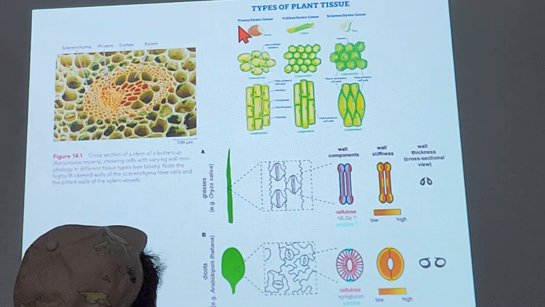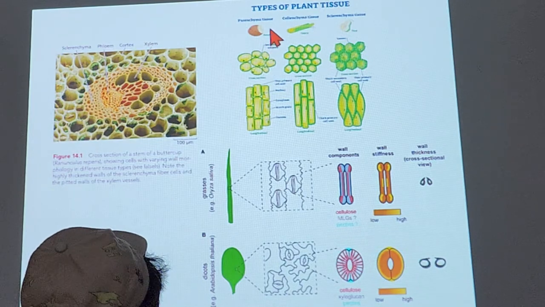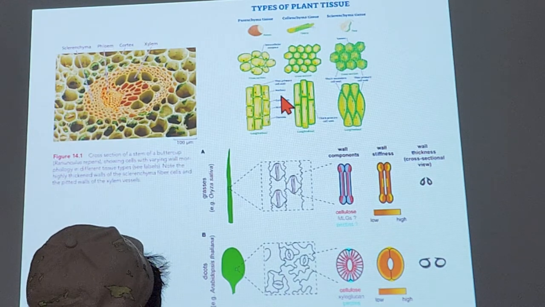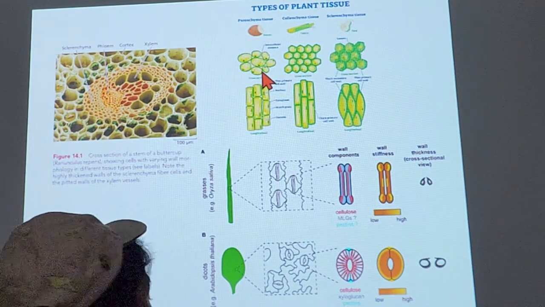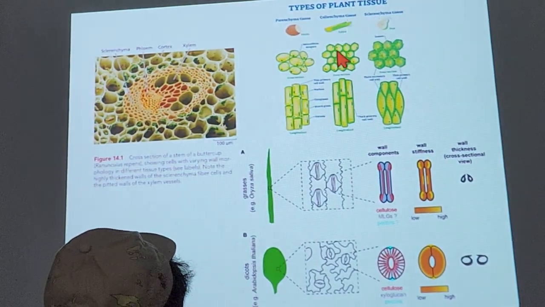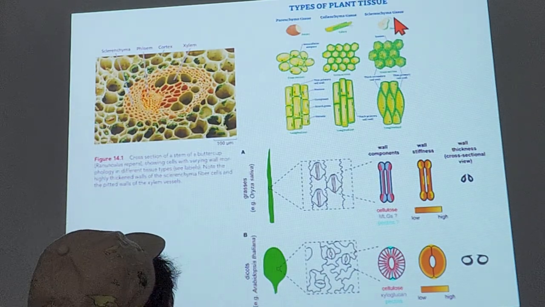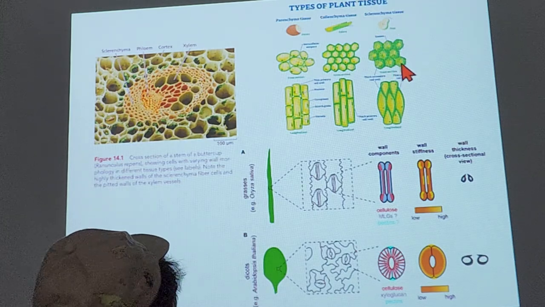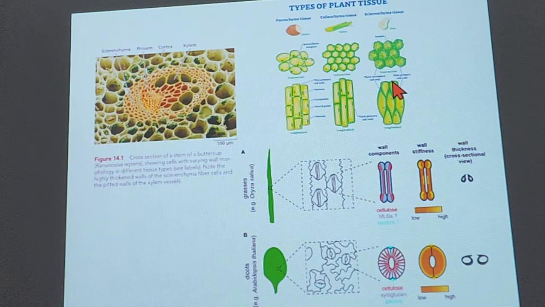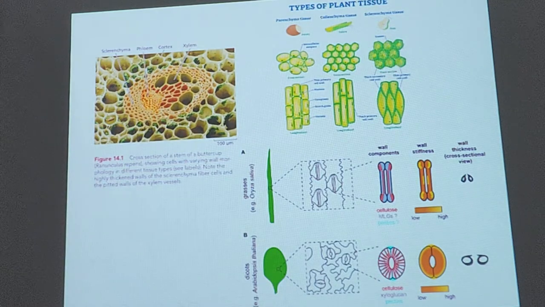So you have the ground tissue, which is called the parenchyma tissue, collenchyma tissue, and sclerenchyma tissue. For the parenchyma tissue, the cell wall is rather thin. Then you have the collenchyma tissue, where the cell wall starts to thicken a bit. And then the third type of tissue, the sclerenchyma tissue, is very thick. Not only is it thick, it is depositing something else in the cell wall, like lignin. From here onward, you get the wood.